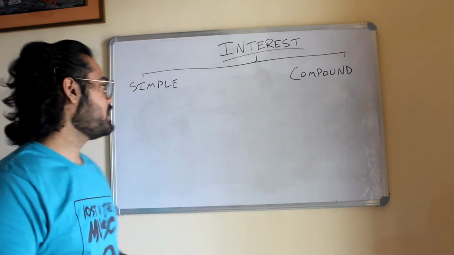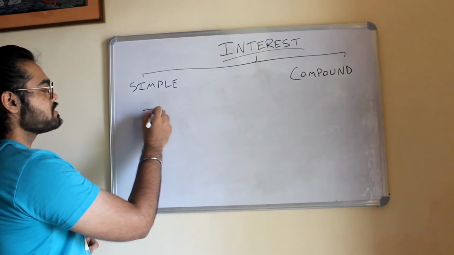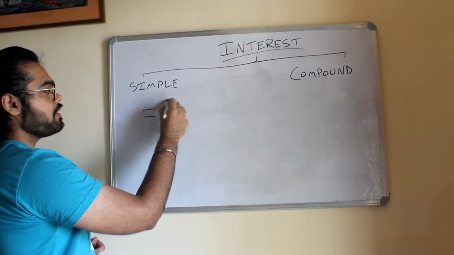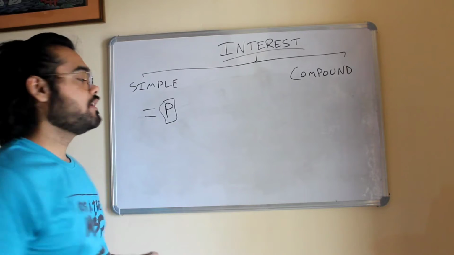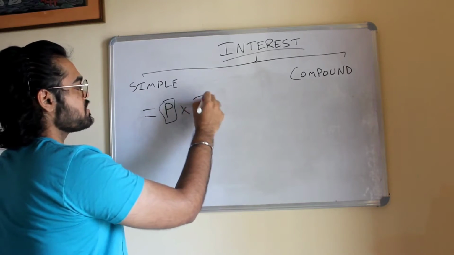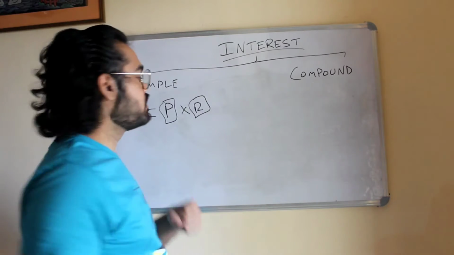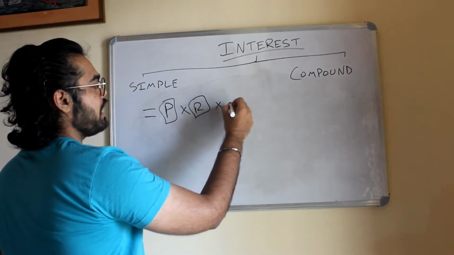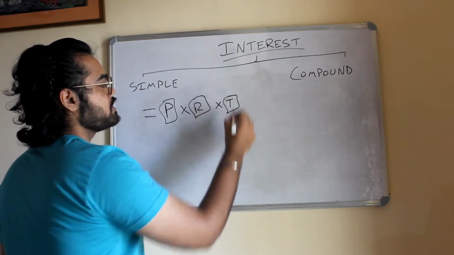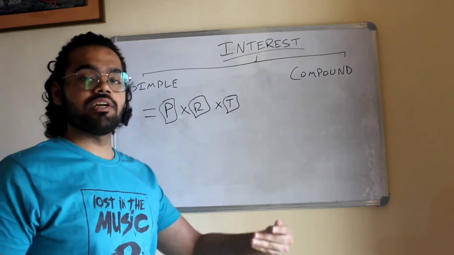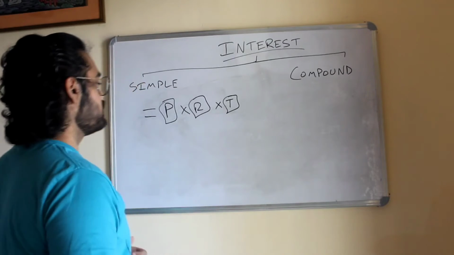What do we mean by that? To calculate simple interest, we simply multiply the principal amount, which is your investment, by the rate of interest, which is offered by the issuing party, and multiply it by the term, which is the number of years or number of periods for which you are investing the money.